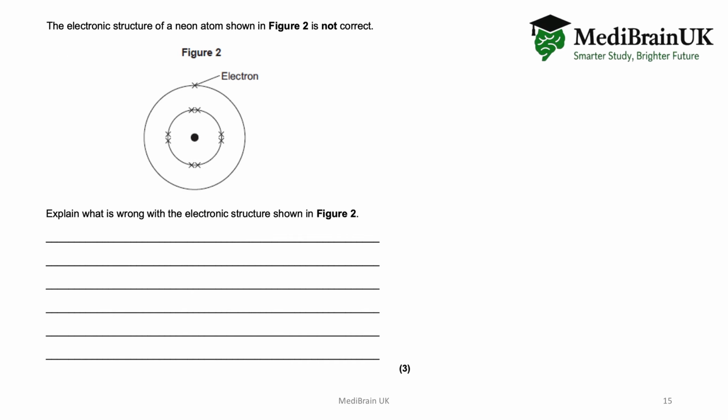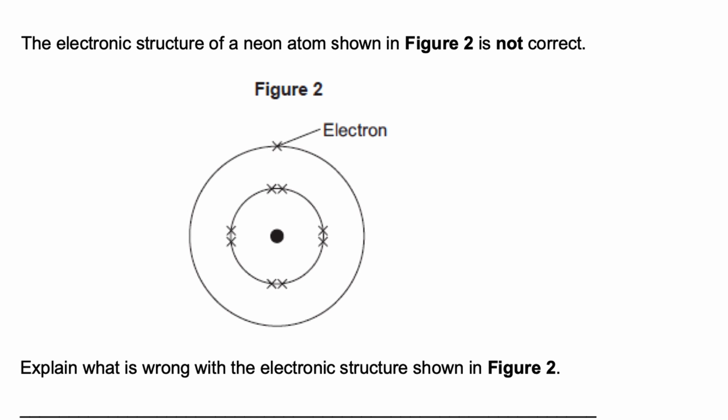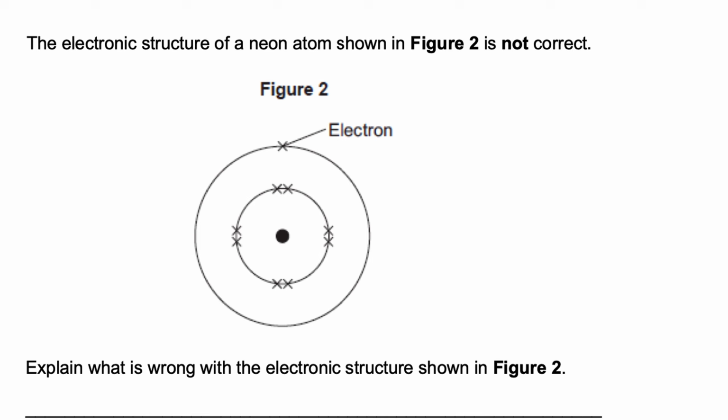Now moving on to the next question, we've got a 3 marker. It says the electronic structure of a neon atom is shown in figure 2 and it's not correct. Explain what is wrong with the electronic structure, and it's worth 3 marks. So we need to give 3 distinct points to gain those 3 marks. Now straight away, we can see that the innermost electron energy level cannot hold 8 electrons. The innermost electron energy level here can only hold a maximum of 2 electrons.